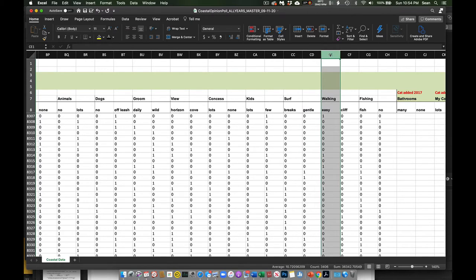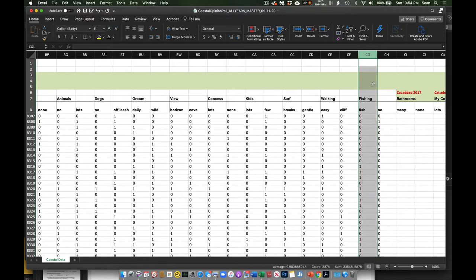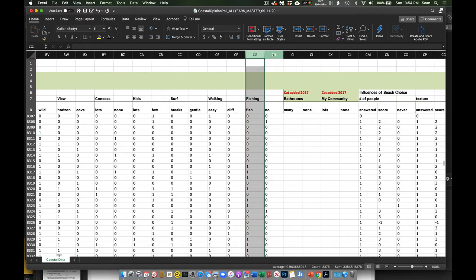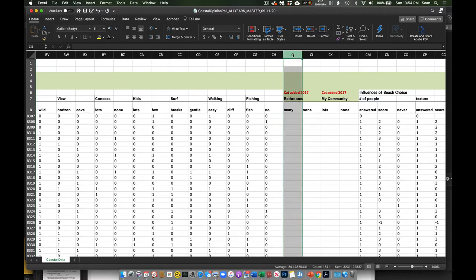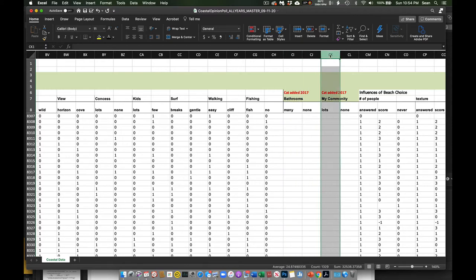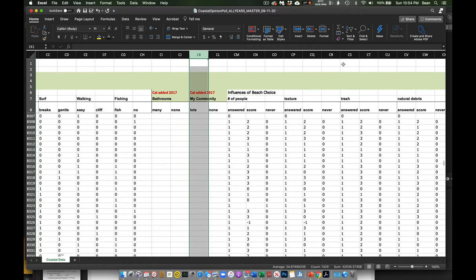Easy walking distance from parking, or one that you have to navigate down, say, a cliff, where fishing is relatively easy and there's lots of fishermen there, or there's no fishermen. And then we added later on bathrooms, so beaches that had many public restrooms available or no public restrooms available, and folks from my community here, a lot of people like that or not that many people there.